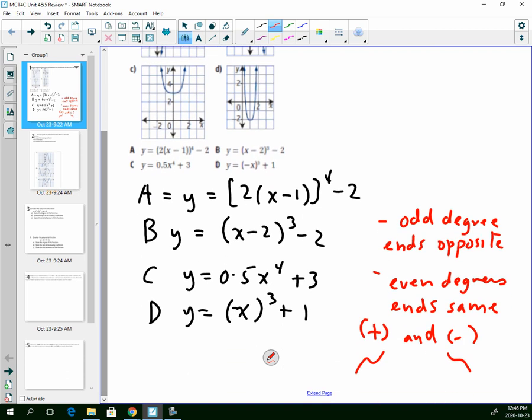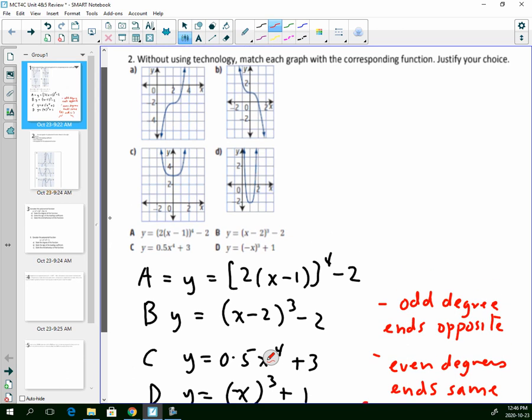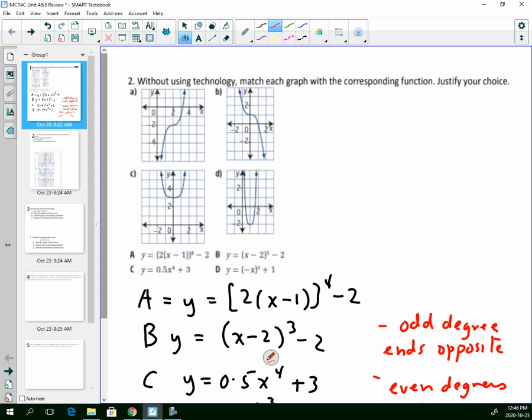So when I'm looking at the power 3s, B and D are both power 3, I would look at the graph and I would expect the graphs to have ends in opposite directions. So that would be graph A and graph B. And then if I want to distinguish between those 2, one's going uphill from left to right, and this one's going down from left to right.